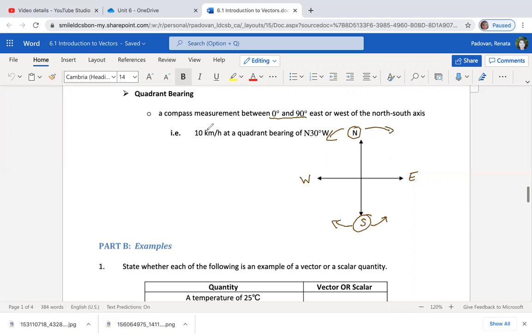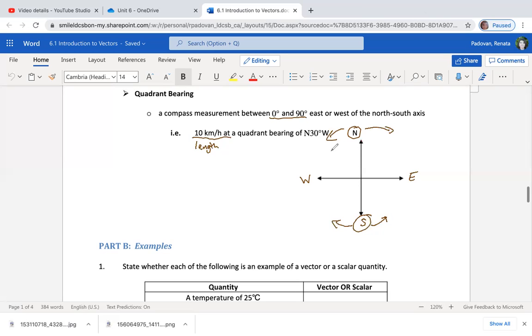That's saying I have a 10 kilometer per hour vector at a quadrant bearing of north 30 degrees west. So the north 30 degrees west, hopefully you would see, is our direction, right? So this would be our magnitude or length. Well, in order to draw our length, I first need to know where I'm drawing it. I need to look at the direction first. So again, I'm starting at north, right? And I'm moving west. So be careful here. North to west means I'm kind of moving in a left direction, 30 degrees.